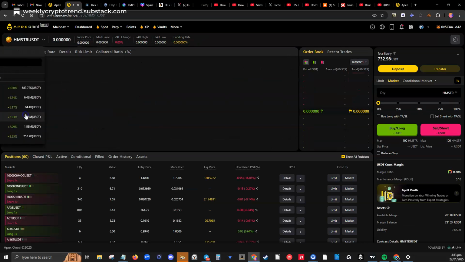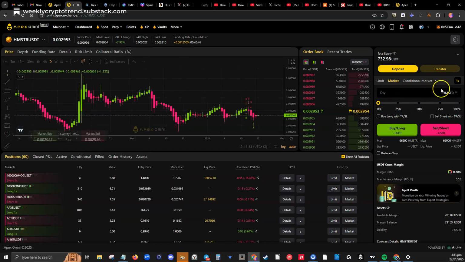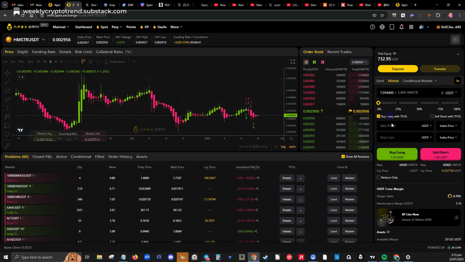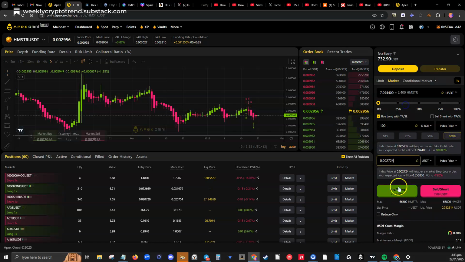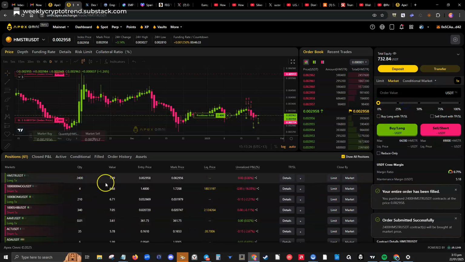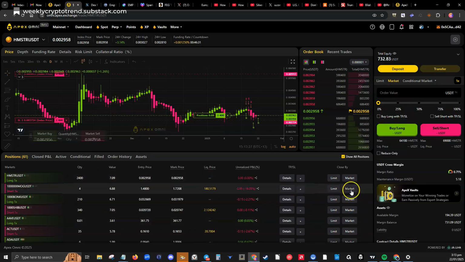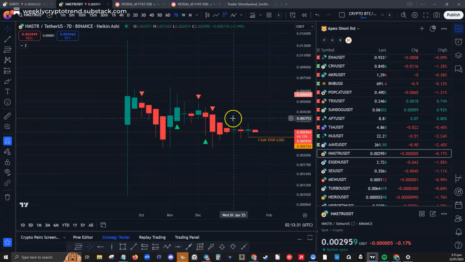Have a hamster. Here we go, and we'll go 1x already. So just go here, buy long. $7, 1x, beautiful. So that's a lottery ticket with that one. That one there, I'm not confident on there. Just as I say it starts going down.